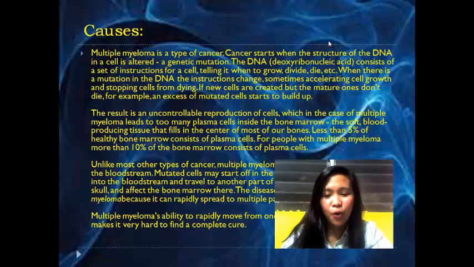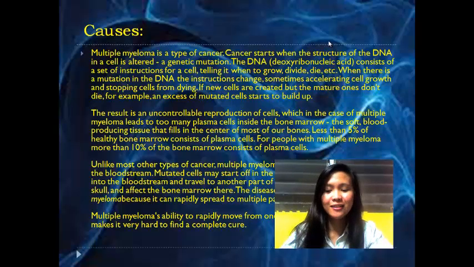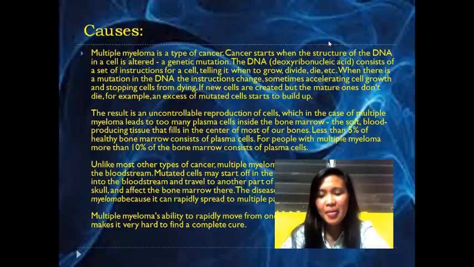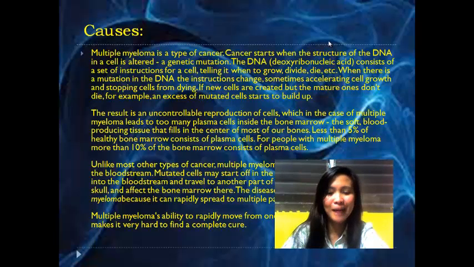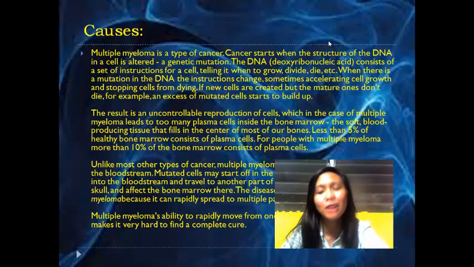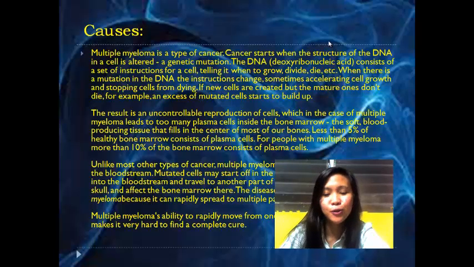Although the exact cause isn't known, doctors know that multiple myeloma begins with one abnormal plasma cell in your bone marrow, the soft, blood-producing tissue that fills in the center of most of your bones. This abnormal cell then starts to multiply. Because abnormal cancerous cells don't mature and then die as normal cells do, they accumulate, eventually overwhelming the production of healthy cells. In healthy bone marrow, less than 5% of the cells are plasma cells. But in people with multiple myeloma, more than 10% of the cells may be plasma cells.